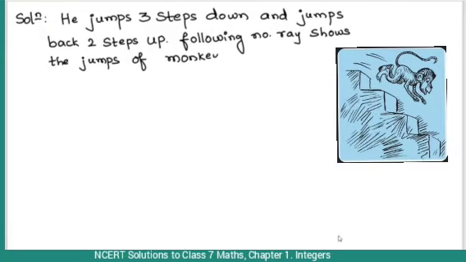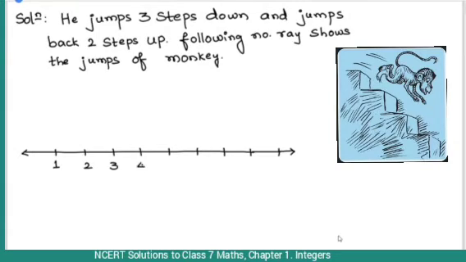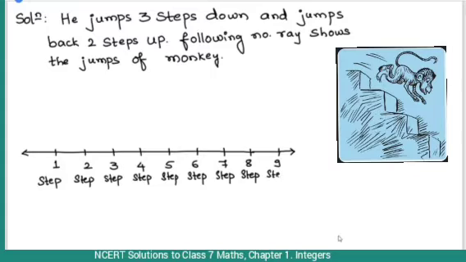First I will solve with a number line. There are a total of 9 steps. So this is a number array or a number line with 9 steps. This is the first step, second step, third step, fourth step, fifth step, sixth step, seventh step, eighth step, and ninth step.